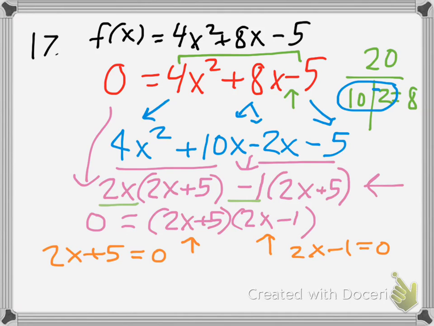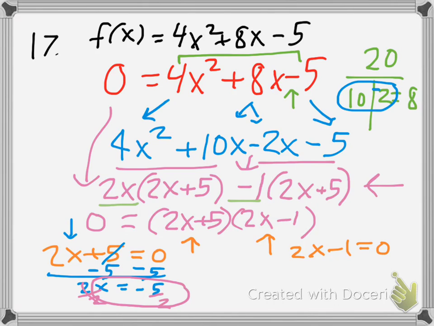So for the first one, to get x alone, inverse operations always move what's not attached first, so subtract 5 from both sides. So I get 2x is equal to negative 5. One more step in order to get x alone, divide both sides by 2. So my first solution, I have negative 5 halves.